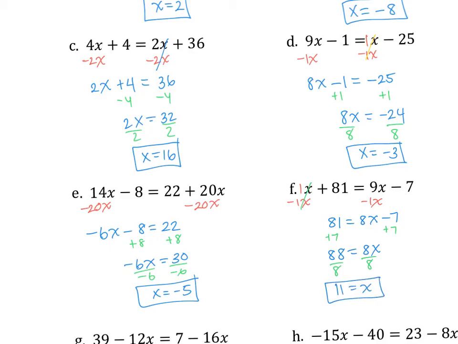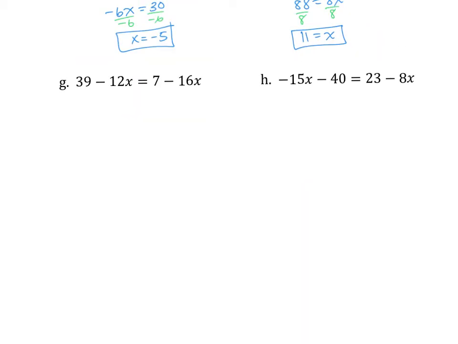Okay, doing it the way I did, I got x equals 11. If you had done it the opposite way, you would also have x equals 11, but you would have had -8x plus 81 equals -7, and then -8x equals -88, but we still would have gotten x equals 11. Okay, we're going to do a few more.